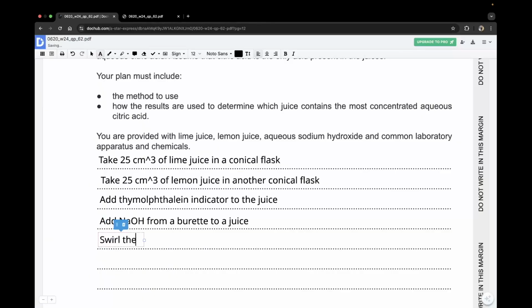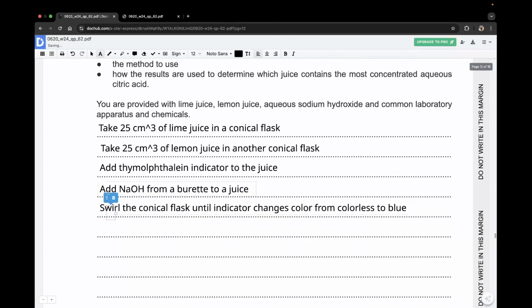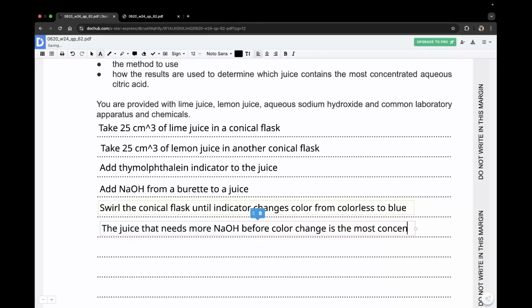Now, swirl the conical flask until the indicator changes color from colorless to blue, right? So in acid it is colorless, and in an alkali it is blue. So just mention that. Okay, and finally, how do you make the conclusion? The juice that needs more NaOH before the color change is the most concentrated.